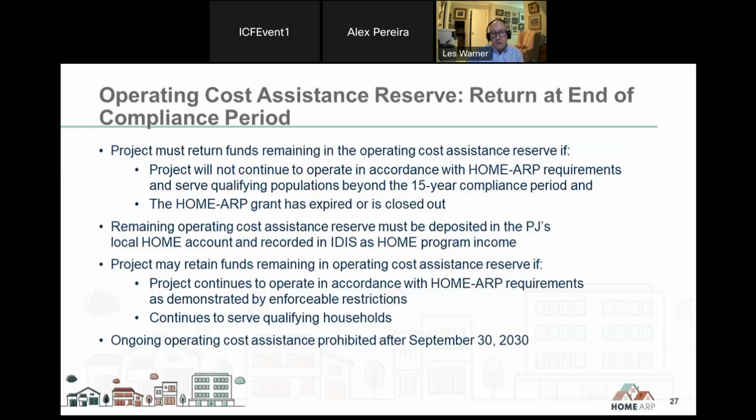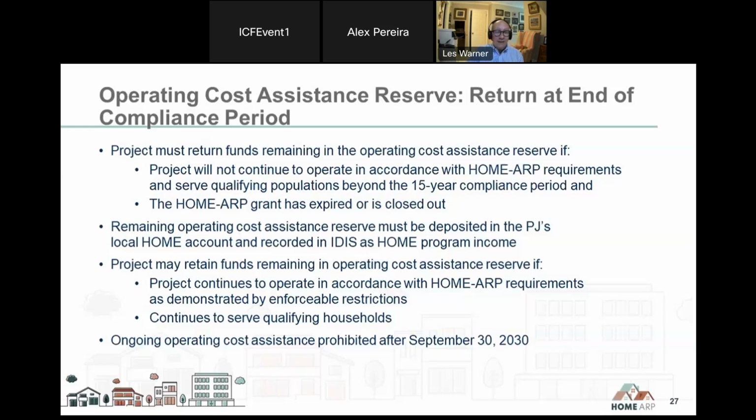So if those funds are returned, they would be deposited in the PJ's local HOME account. They'd be recorded as program income in IDIS, and so they would need to follow then the regular rules for HOME program income. We're going to be expending them on another HOME eligible activity. All of the rules, the other federal requirements are going to apply to that.